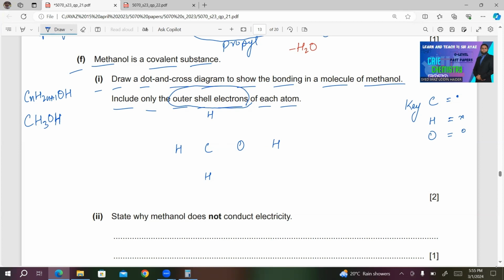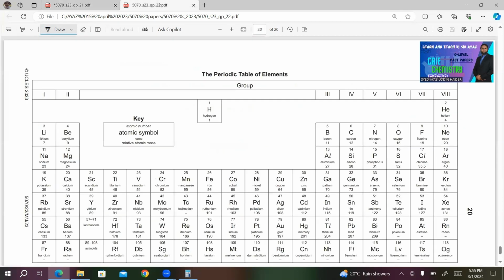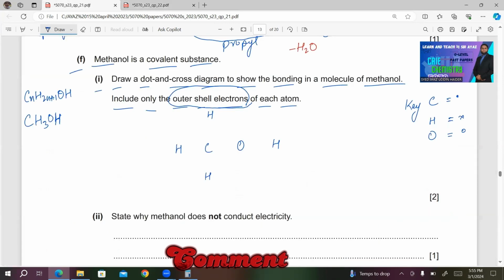Let's start with the carbon. Carbon belongs to group 4. It must have 4 valence electrons. Hydrogen, it has 1 proton number. It must be having 1 valence electron. Oxygen, it belongs to group 6. It must have 6 valence electrons. 6, 4, 1. Coming back to the question.